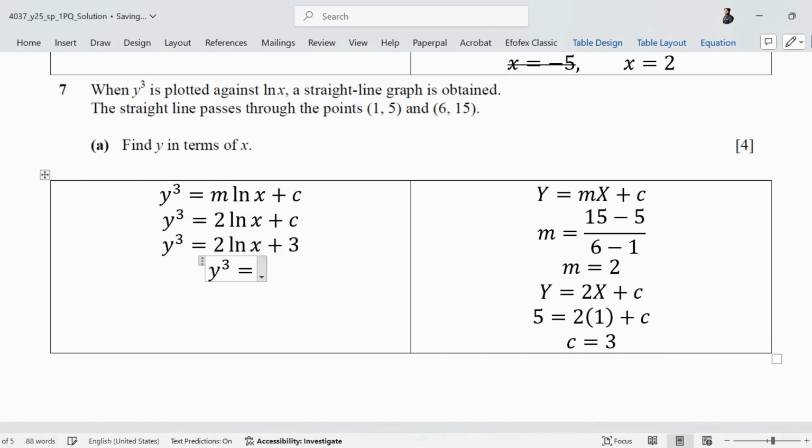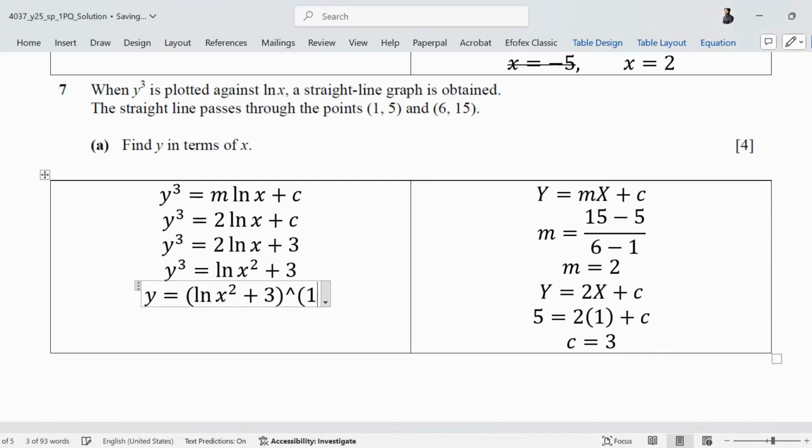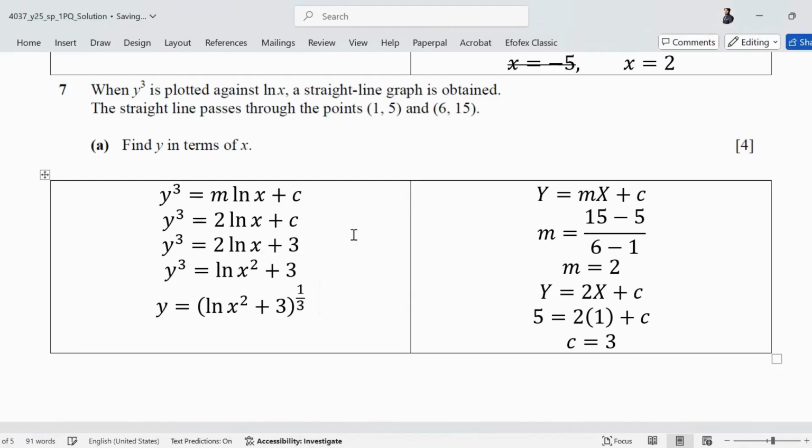Y cube is now ln, simply, let's leave it like this too, and I can write it as y in terms of x, as it is asking, so just to be sure I can leave it that way too. Y is ln of x square plus 3, to the power 1 upon 3. So this is how I can write y in terms of x.